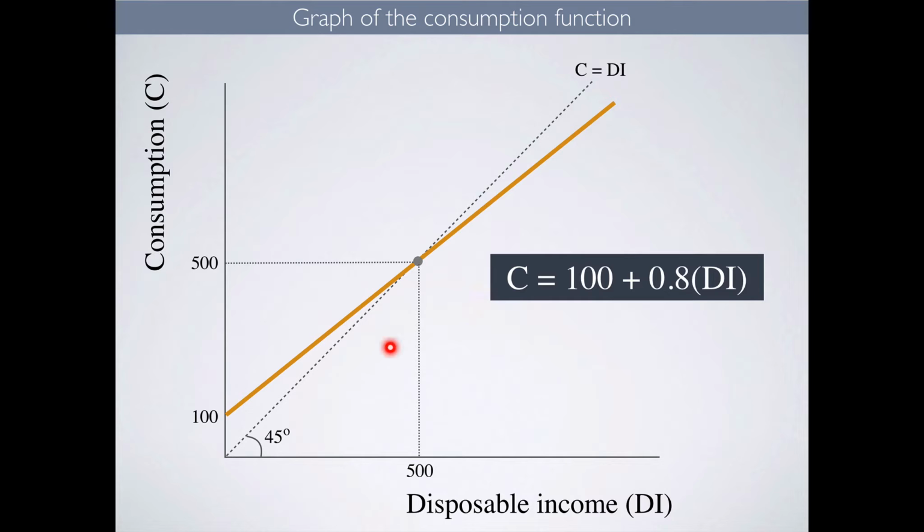And that means that a 45-degree line is all of the points of equality, where C and DI are equal. And what this means for us later on, when we develop the whole aggregate expenditure model, is that we're very interested in this position where the total spending is equal to the total income in society. So that's the meaning of the 45-degree line.